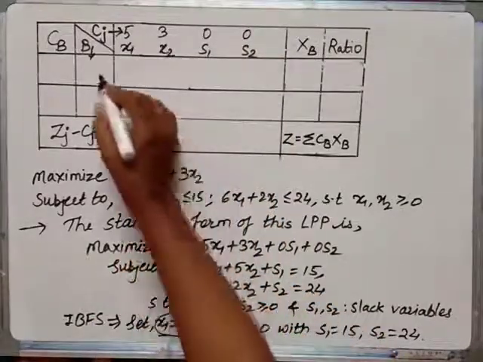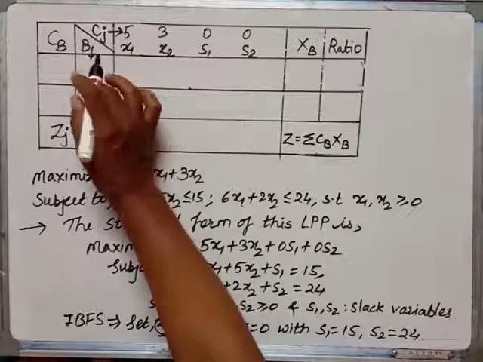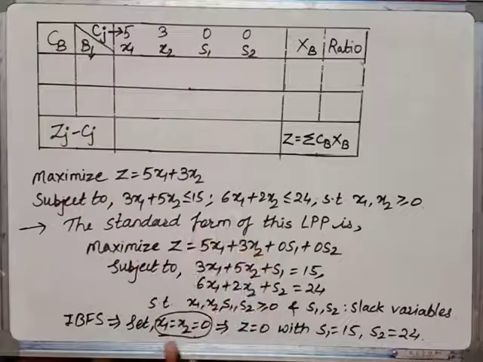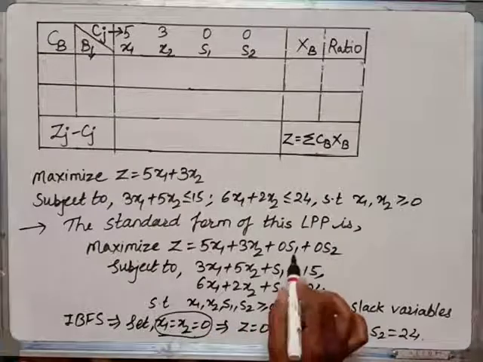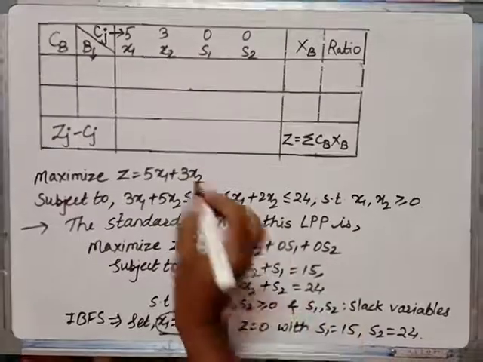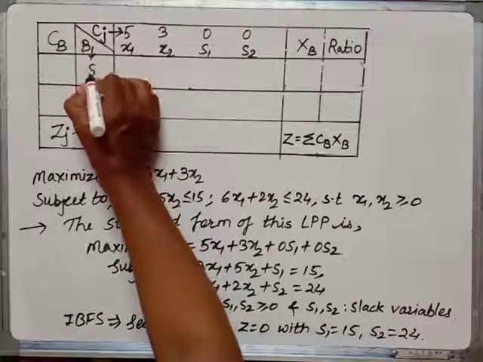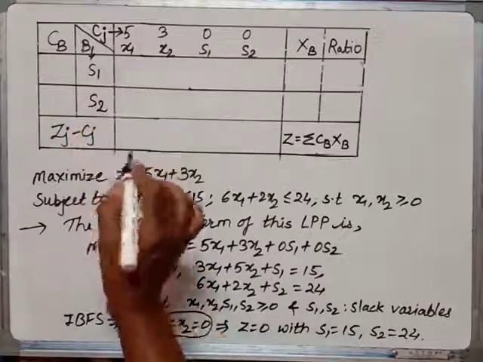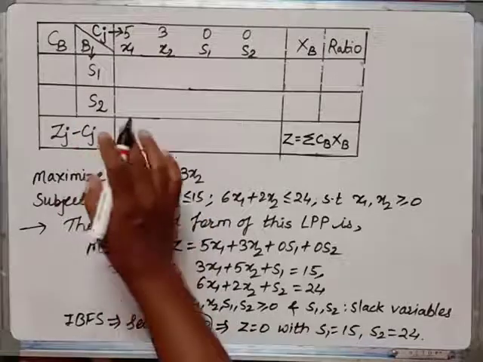Now, here this B is the what? Basis of basic variables. Now, clearly x1, x2 are 0, which means these are non-basic variables. So the basic variables are s1 and s2. So here I will write s1 and s2. B is basis of basic variables. So s1, s2.